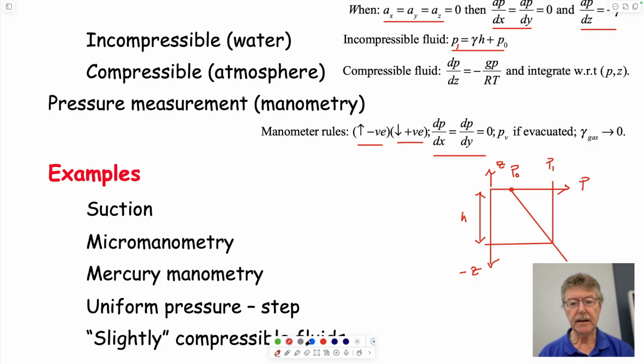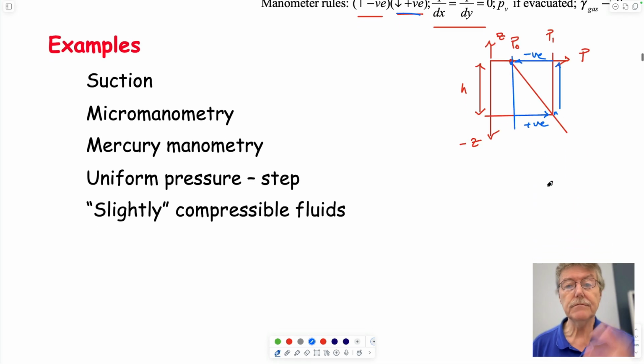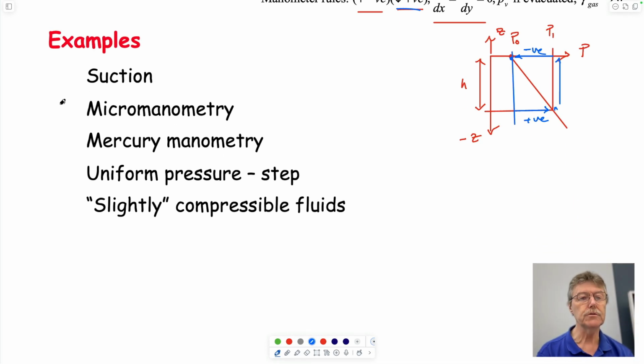And we also note that as we go down from this point here, the pressure goes up by this amount. And as we go up from this point here, then the pressure goes down according to this. So this is negative. So that's what we use. If you have that, then you have everything we need to be able to thrive in what we'll talk about today. So we'll talk about a suction example.